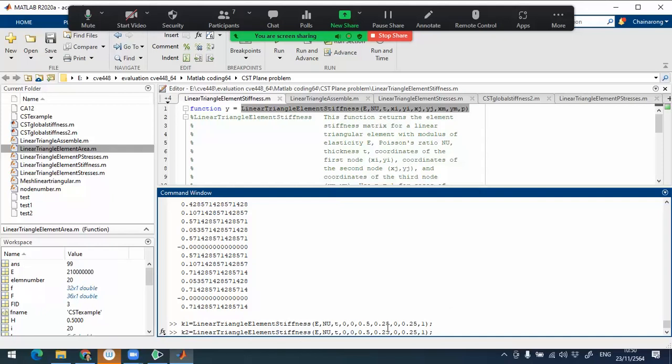K2 becomes, it should be 0, and it should be 0.5. Okay, it should be 0.25 and 1. This should be all right, right? Then we have K2 already, right? And then we assemble. I will identify KK in order to not replace the big one that we already solved.